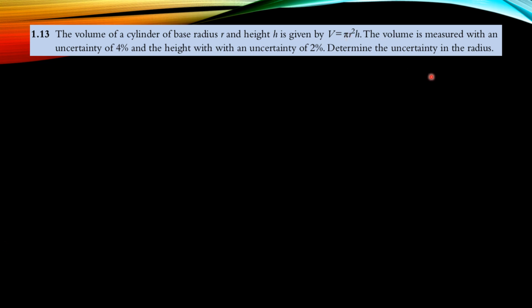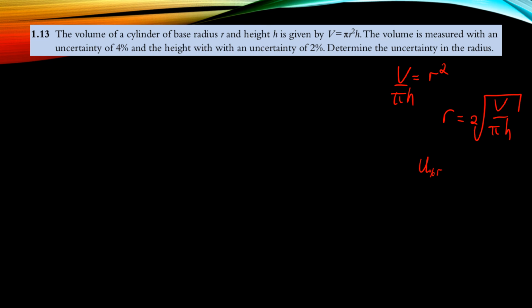So V over pi times h is r squared. So r is the square root of v over pi h. Alright, so what we're going to do is find the percentage uncertainty on r. I'm going to give this a new symbol. I'm going to call it uncertainty percentage r.